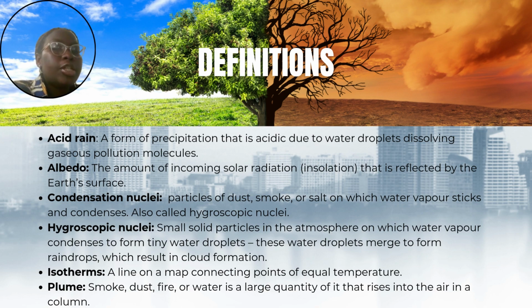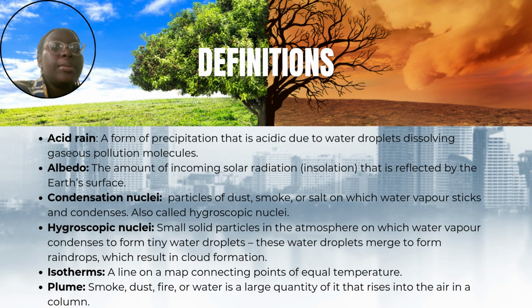So with the definitions, the first term is acid rain, which is a form of precipitation that is acidic. This is because of the water droplets that dissolve the gaseous pollution molecules. So as the droplets are there, the droplets are dissolving the pollution itself. And we have albedo, which is the amount of incoming solar radiation or insolation that is reflected by the Earth's surface. So this is a reflection.